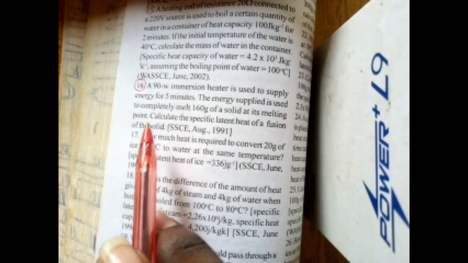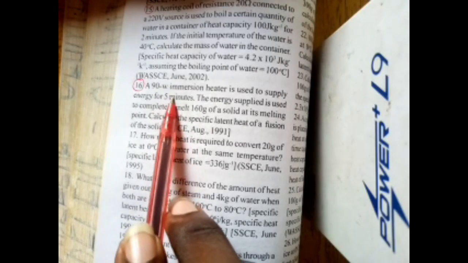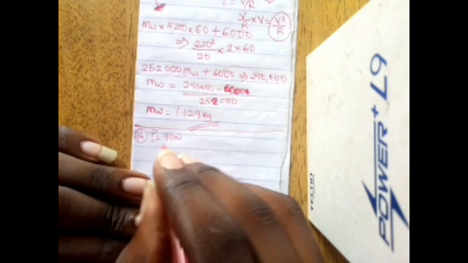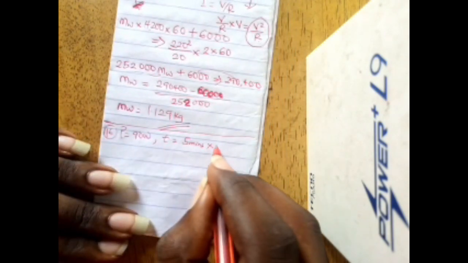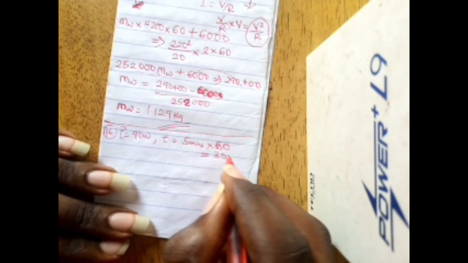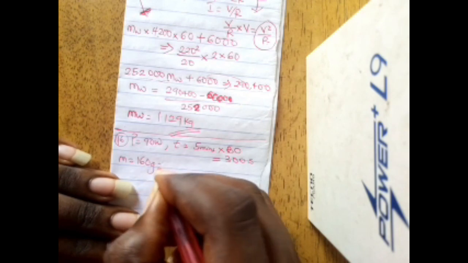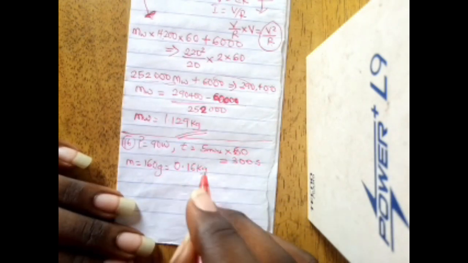So the heater lost energy, while the solid, as a result of melting, gained heat. So the heat energy lost is equal to the heat energy gained. So we have power multiplied by time equal to our latent heat. The power of the heater we are given was 90 watts, and the time taken was 5 minutes, which converts to 300 seconds. Now the mass of the solid was 160 grams, which converts to 0.16 kilogram.